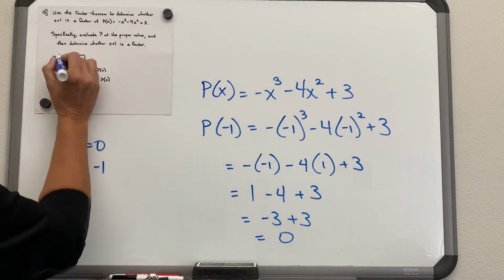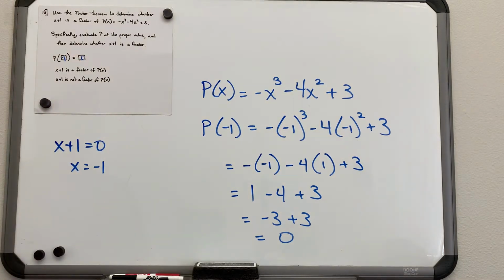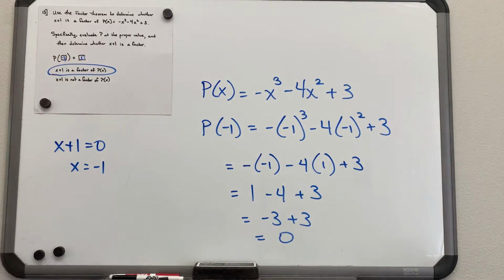So what did I do? I evaluated negative 1 and I got a 0, that's what you would put there. So is it a factor? And the answer is yes. If you get 0 as an answer, that means it's like saying the remainder was 0, so therefore it did divide evenly, so it is a factor.